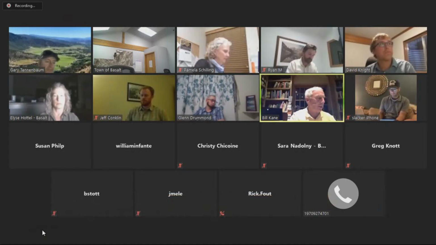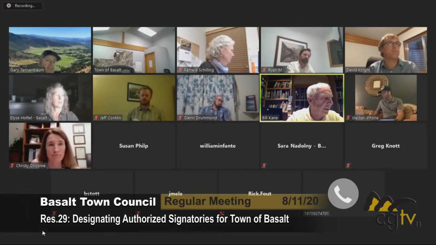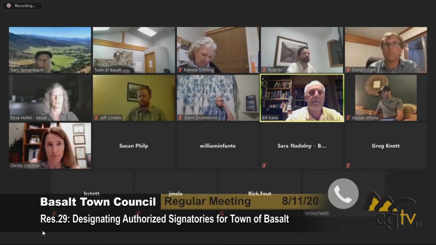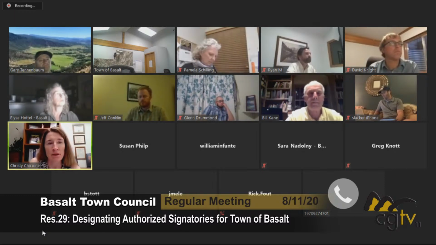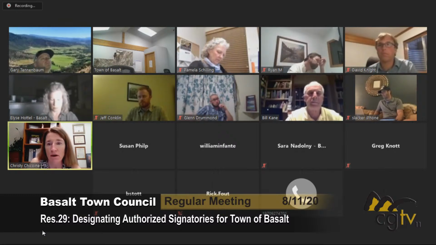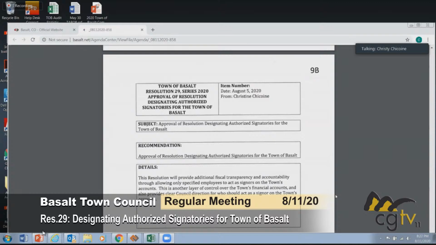We will turn now to the last resolution of the evening. This is a resolution of the Town Council, Town of Basalt, Colorado, designating the authorized signatories for the Town of Basalt. Christy and Jeff. Thank you, Mayor. I'm going to share my screen again, and this one's fairly straightforward. One of the things that Ryan touched on in the strategic update was some of our accomplishments in relation to fiscal transparency and accountability, and looking at all of our different processes and procedures, and making sure to tighten things up and look at our internal controls.